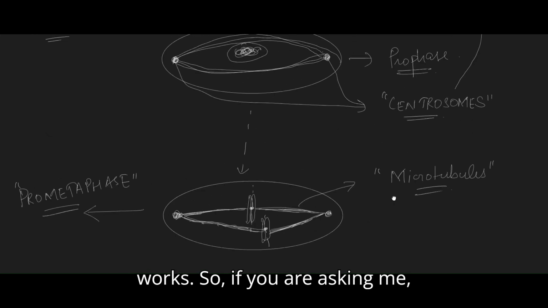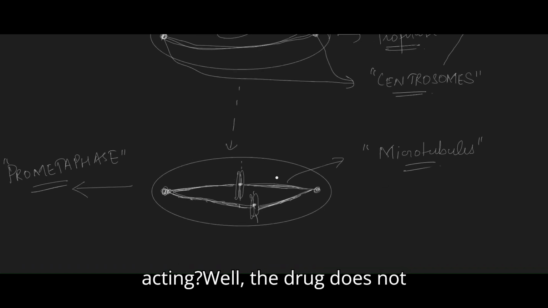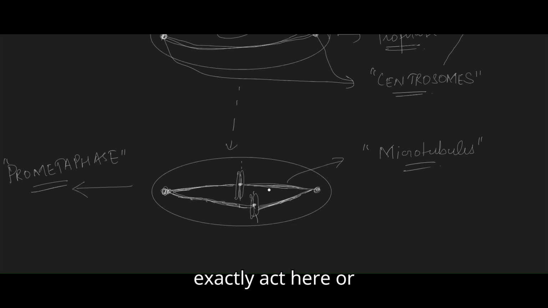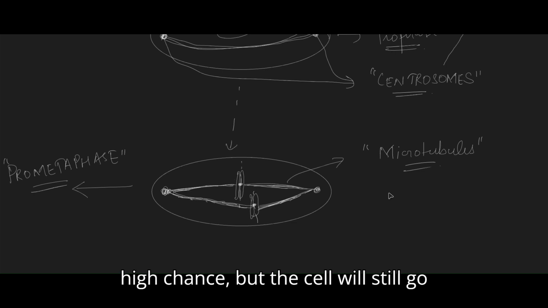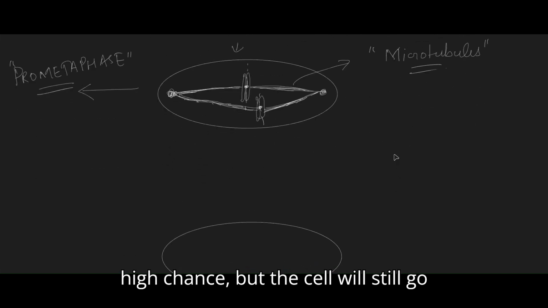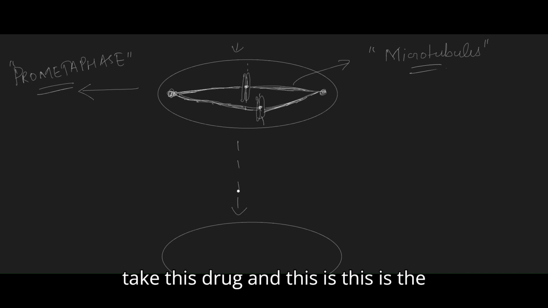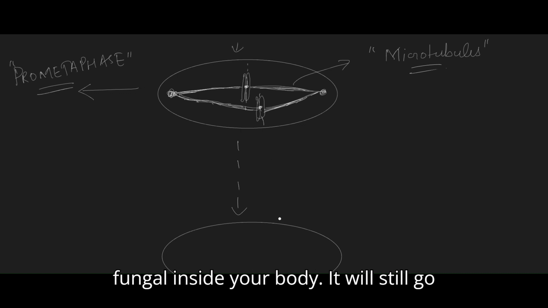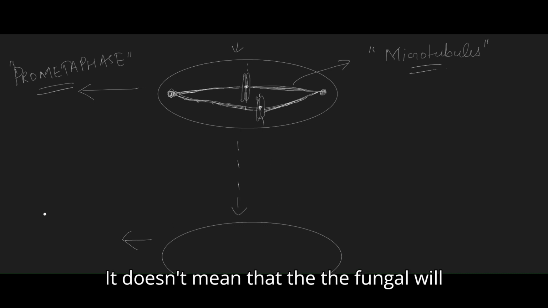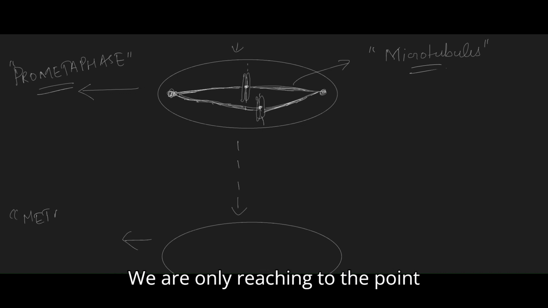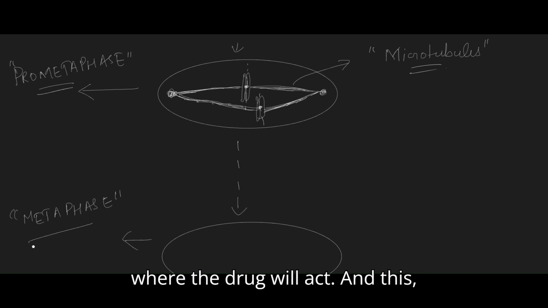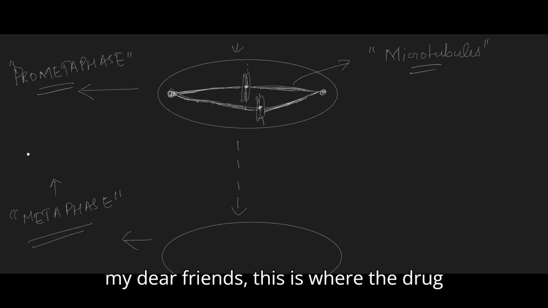So if you're asking me where is the drug acting? Well, the drug does not exactly act here or here. In prometaphase, yes, there is a chance, but the cell will still go to the next stage. Even if you take the medicine, suppose you take this drug and this is the fungus inside your body, it will still go to the next phase. It doesn't stop here. That doesn't mean that the fungus will succeed or the drug will fail. No, we are only reaching the point where the drug will act. And this, my dear friends, is where the drug acts.